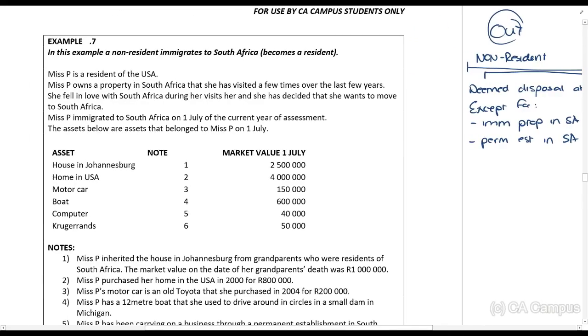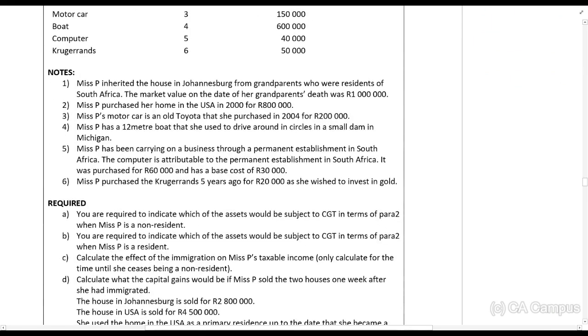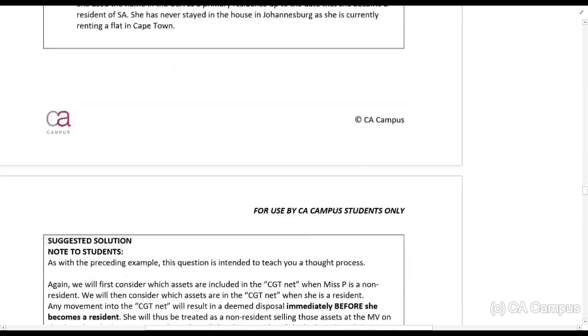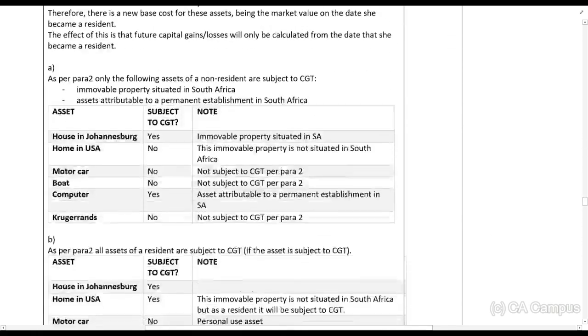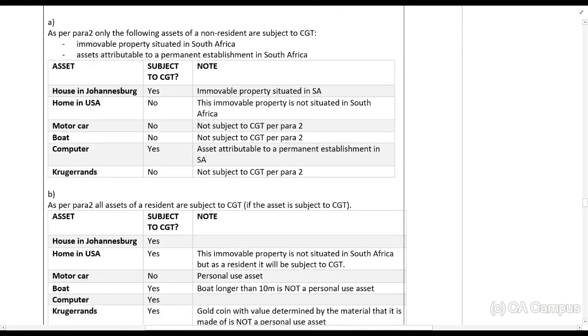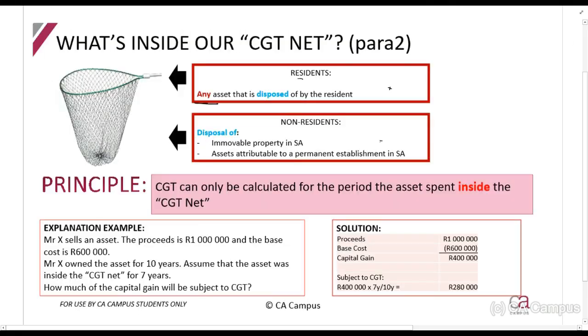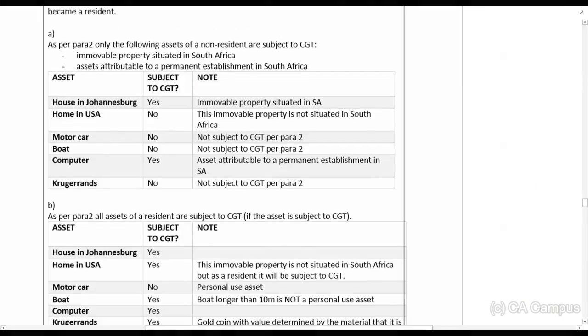So I'm going to go through each of them. Let's just go to the required. First of all, what assets would be subject to CGT when she is a non-resident, and which assets would be subject to CGT as a resident? It's the same principle I followed in the previous question. I'm just going to remind you, as a resident, all of your assets are. When it's a non-resident, only immovable property in South Africa and permanent establishment assets. So that makes it pretty simple.